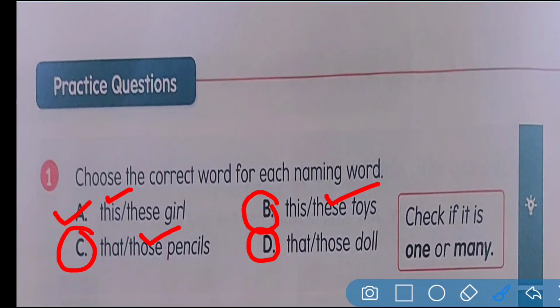Now remember, those and these are for more than 1. But the word that and this is for a thing or a person or an animal that is only one. So here also it is only doll. So only one. We will use the word that doll. Okay, that doll.